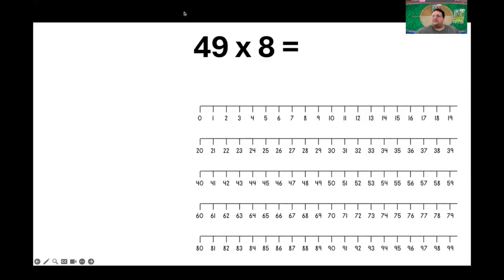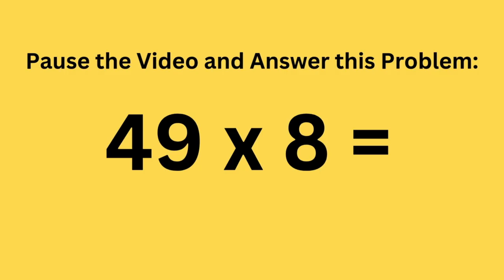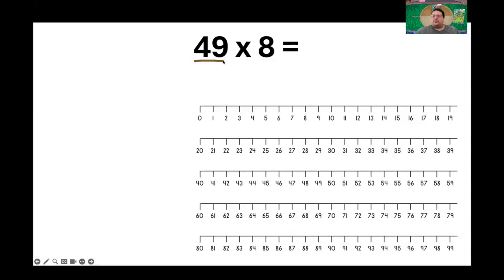49 times 8. I want you to pause the video, come up with an answer, and when you come back, we'll do it together. All right, we have our double-digit number 49 and our single-digit number 8. We want to put our bigger number on the top. Want to multiply it by 8.